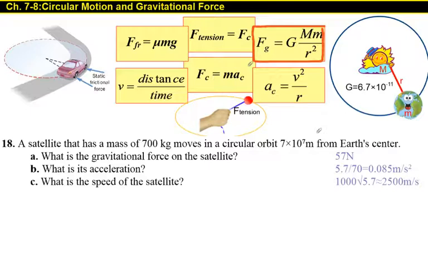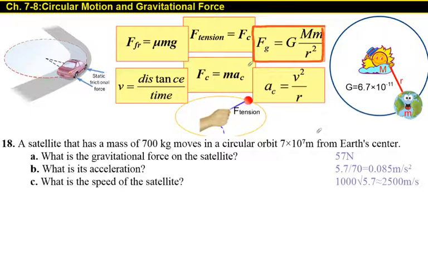So here is a satellite of mass 700 kilograms that moves in a circular orbit 7×10^7 meters away from Earth's center. What is the gravitational force on the satellite? What is the acceleration? And what is the speed of the satellite?